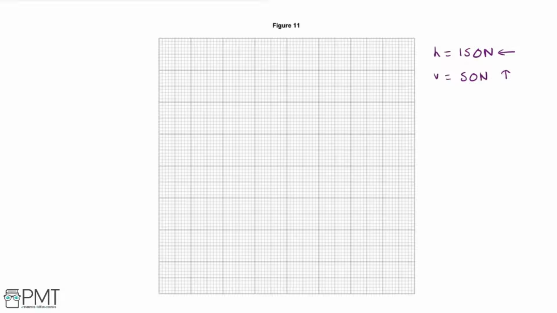So the first thing we need to do is decide on a scale. Looking at the graph paper that we've got in figure 11, we've got three different sets of squares. We've got the little tiny ones, we've got slightly larger ones, and we've got these big ones. For ease of understanding, I'm just going to refer to them as small, medium, and large.